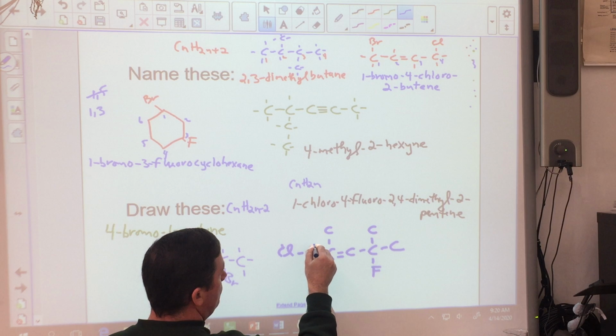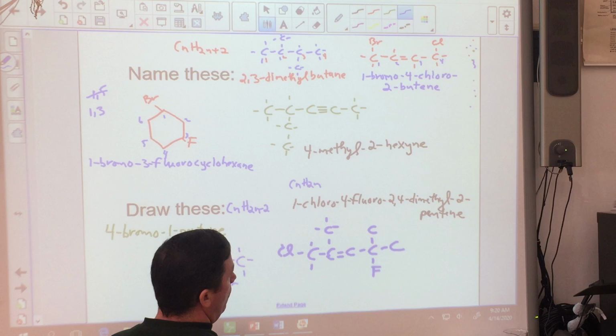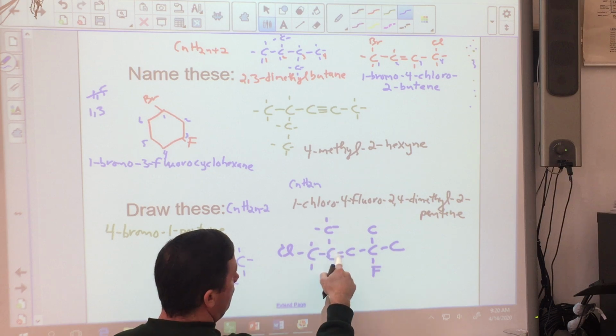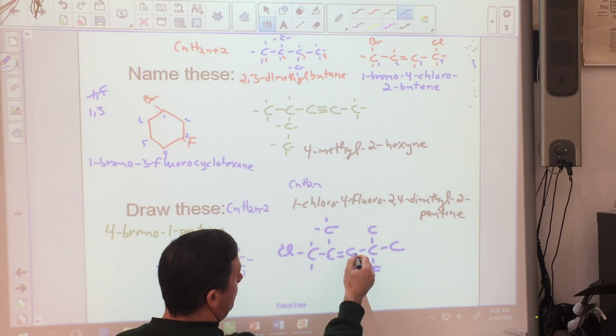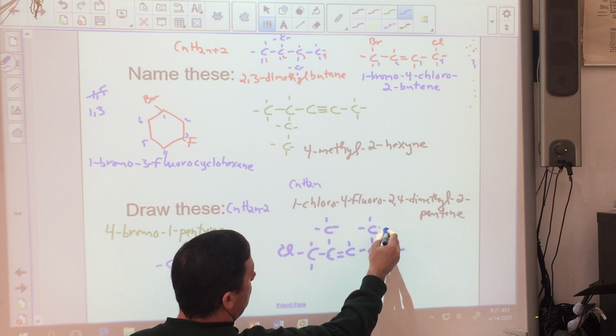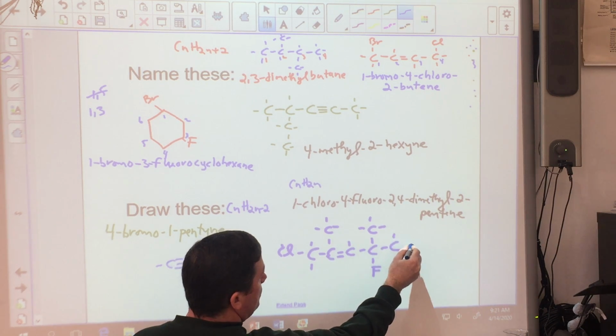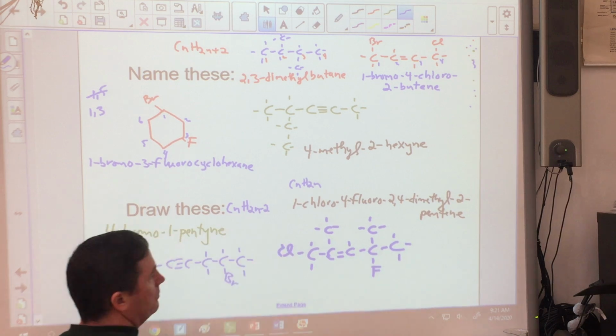So this has to have 4. It has 1, 2. Here's another 2. This one has 1, 1, 2, 3. 3 more. 1, 2, 3, 4 for this carbon. For this carbon, 1, 2, 3. So I need another one. And this carbon only has 1, 1, 2, 3. This carbon has 4. This carbon has 1, 1, 2, 3. Okay?